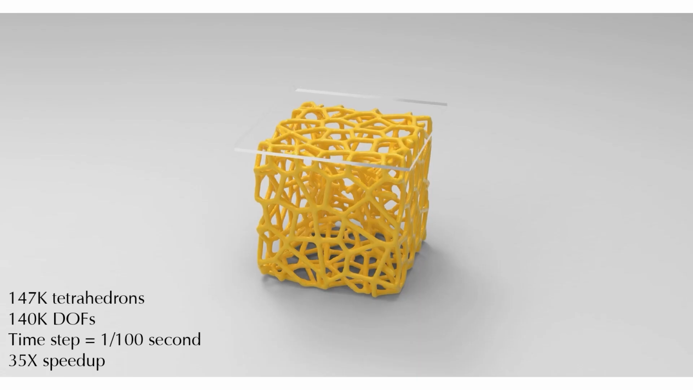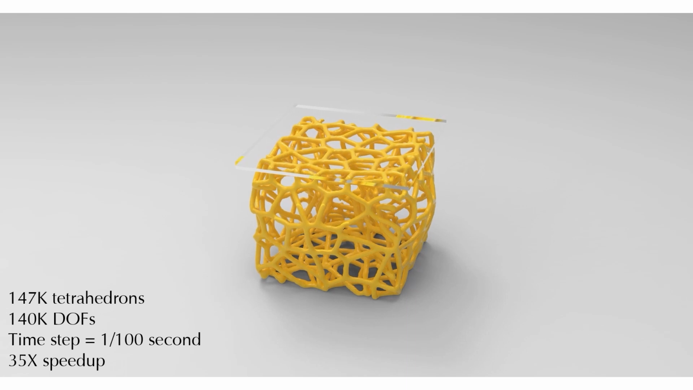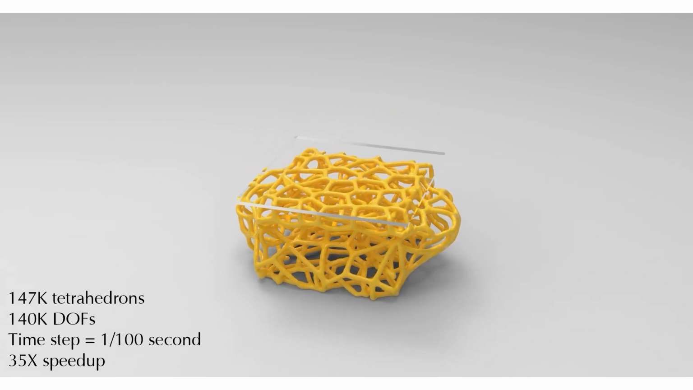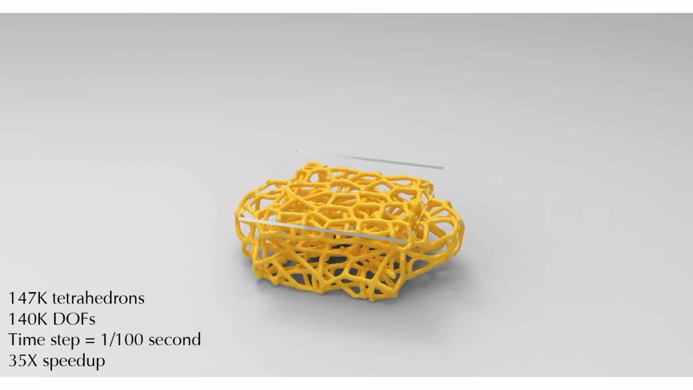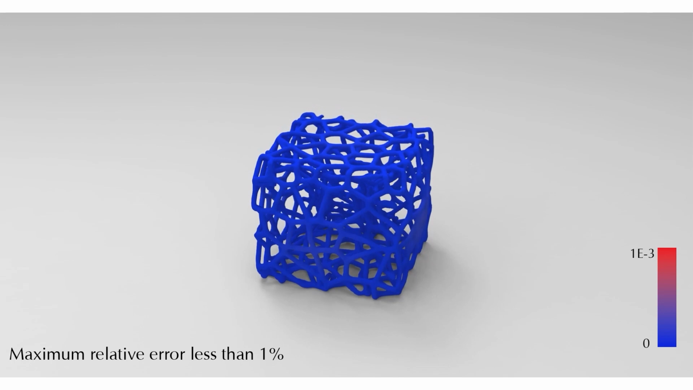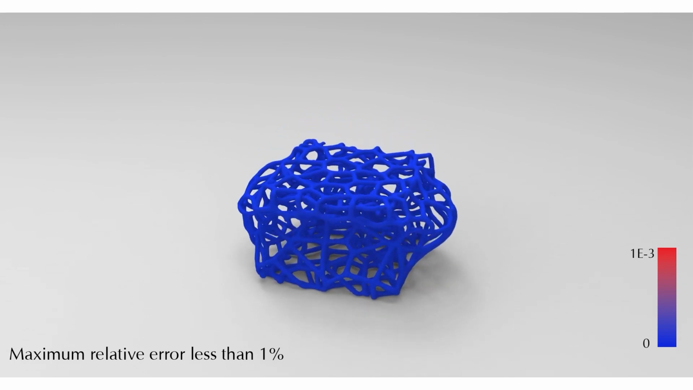Here, we compress a Voronoi cube and compare the result with the one calculated using Newton's method. Our simulation result is nearly identical to the ground truth. We visualize the error with color map, and the maximum relative error is below 1%.